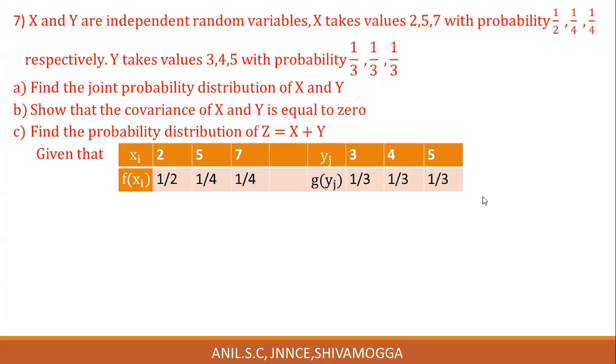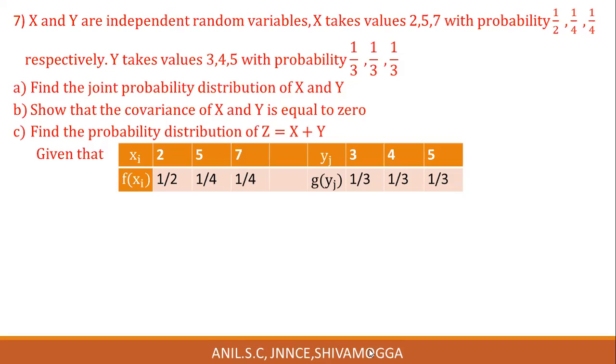Next problem. X and Y are independent random variables. X takes values 2, 5, 7 with probability 1/2, 1/4, 1/4 respectively. Y takes values 3, 4, 5 with probability 1/3, 1/3, 1/3. Find the joint probability distribution of X and Y. Show that the covariance of X and Y is equal to 0. Find the probability distribution of Z equal to X plus Y.